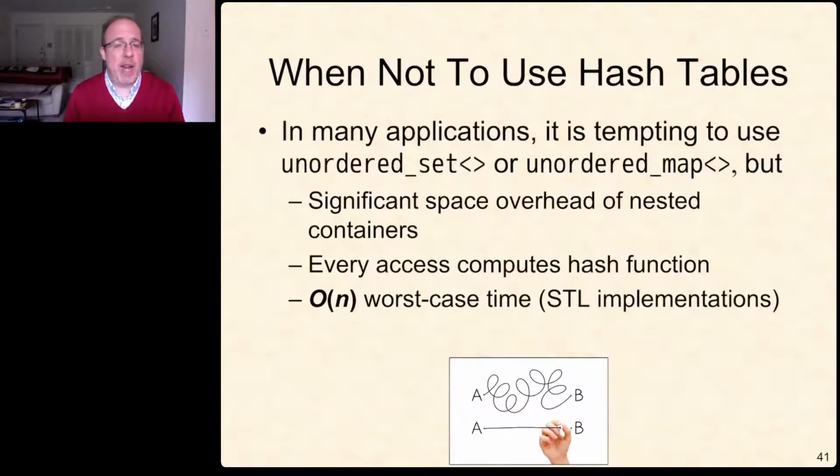The second reason is that every access computes the hash function. Again, if you can get away with just indexing directly, index directly and avoid the hash tables, because the hash functions do add time. And as we mentioned, sometimes they are linear in the worst case, and that includes the STL implementations. So even though maps are conceptually simple, they're a little bit more complicated, and there are easier, simpler ways to handle things.